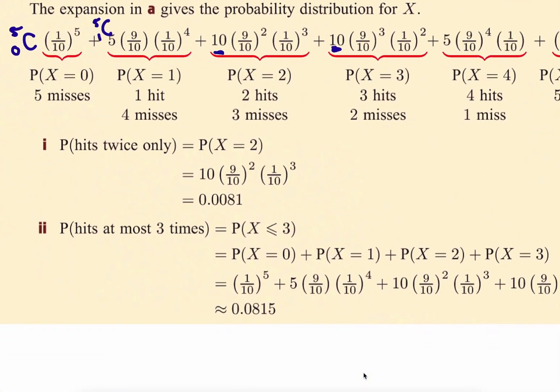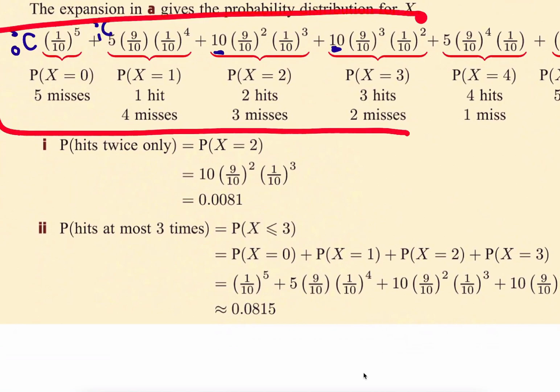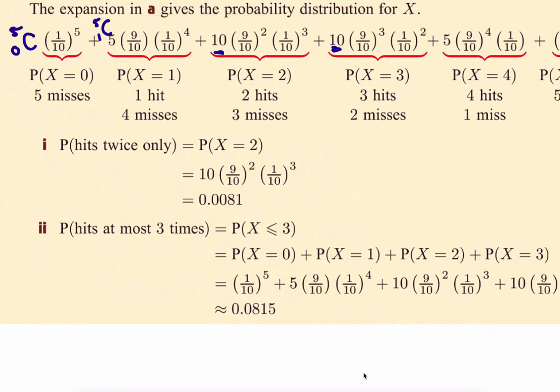The second part is the probability it hits at most 3 times. Now that means you have to do more work. At most 3 times means it can hit 3 times, 2 times, 1 time, or 0 times, so you add all of those up. Or I would say, hang on, the probability of this whole thing has to add up to 1, because they're the only things that can happen with 5 trials. Therefore, I could just add up those and do 1 take that value. So I could do it more quickly if I think carefully about the question.